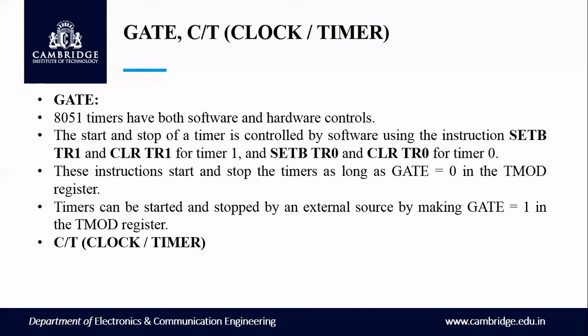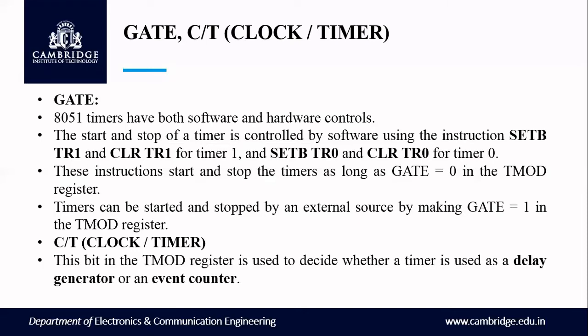So let us see about the C/T bar, clock or timer. This bit in the TMOD register is used to decide whether a timer is used as a delay generator or an event counter. Very simple, C/T bar. T bar is active low, so if you put C/T bar equal to 0, it is used as a timer for delay generation. If it is 1, it is used as a counter. That is the information about the gate and the C/T bar.